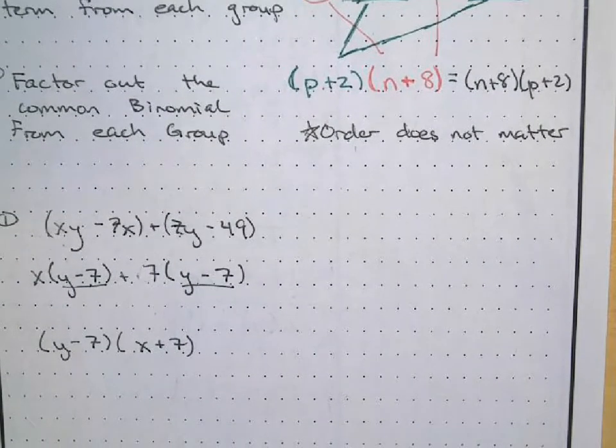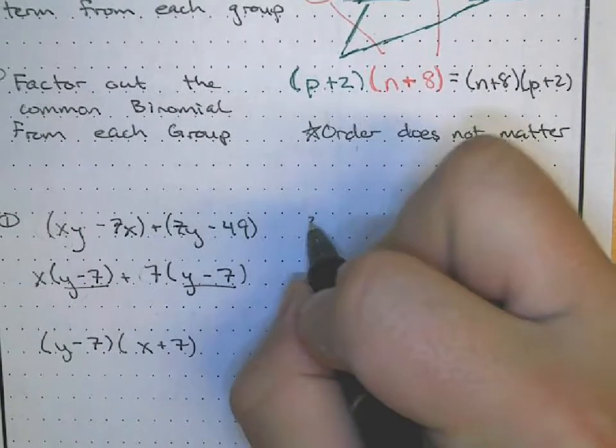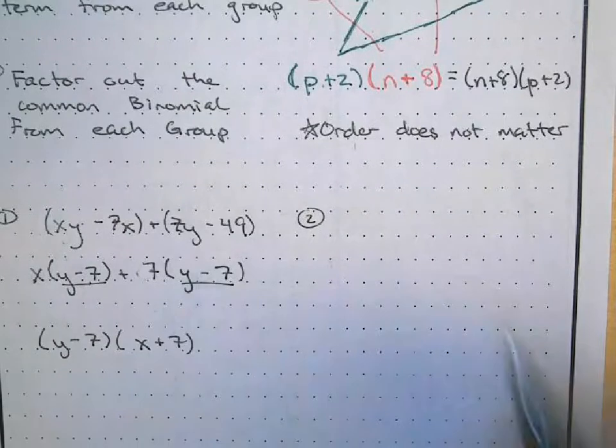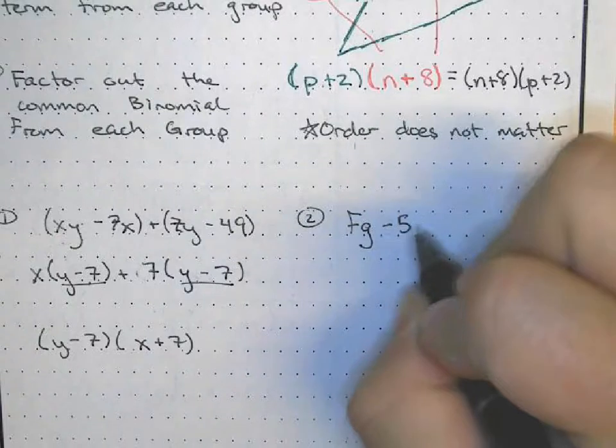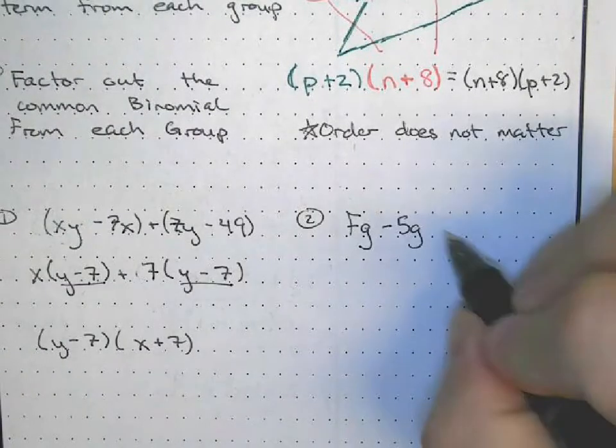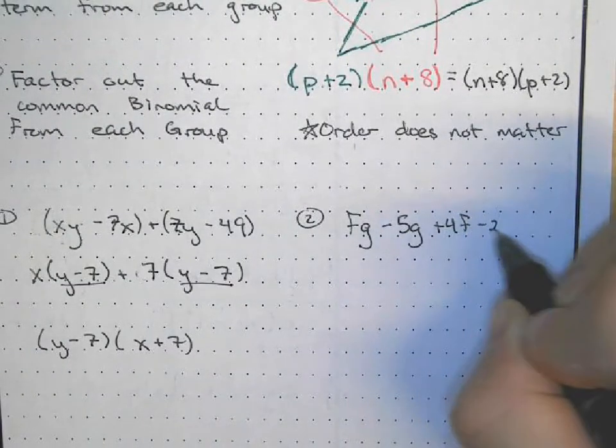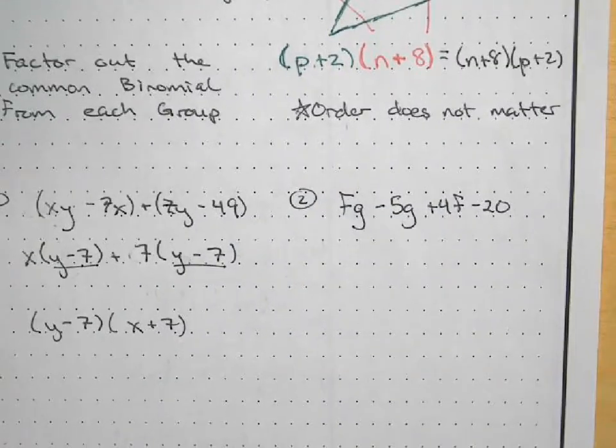So if you would, please try this one on your own. Fg minus 5g plus 4f minus 20. So please pause right here and try this one on your own.